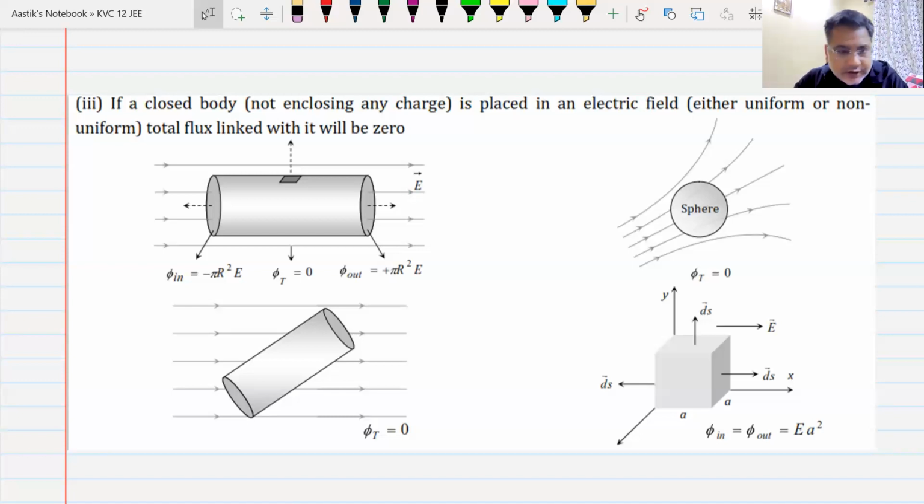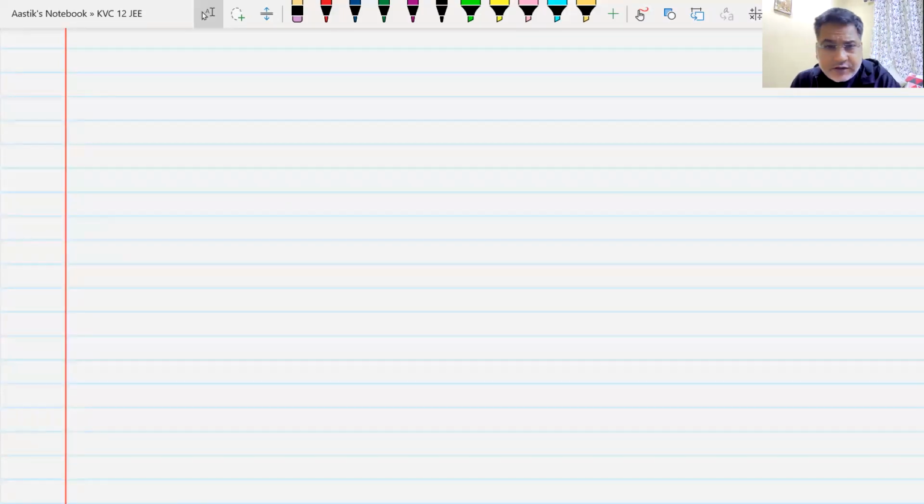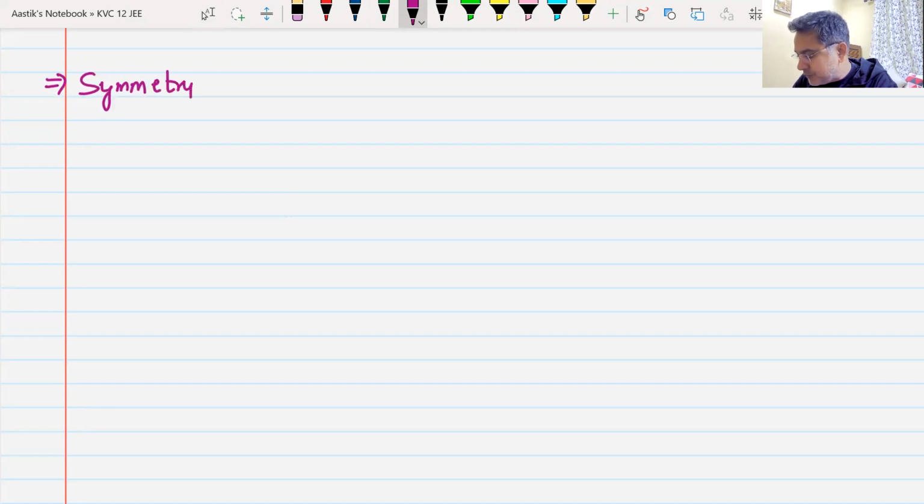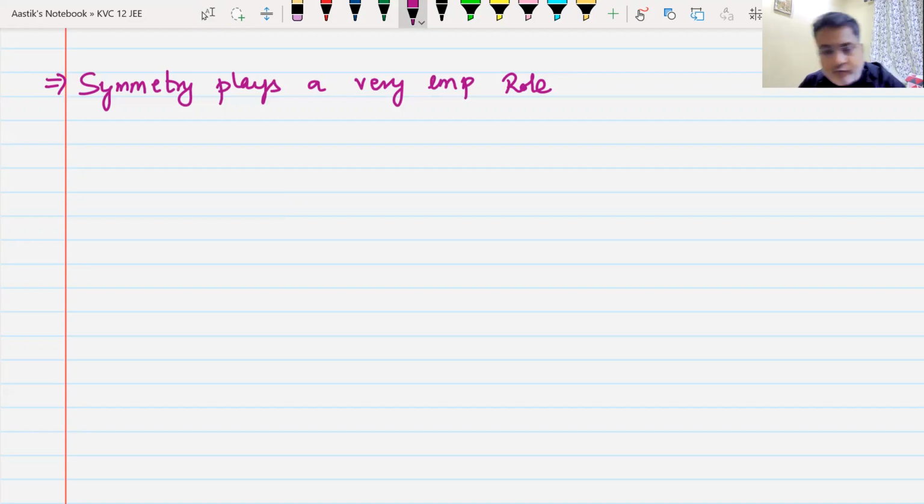Yes, sir. Okay. Now remember, one of the important points that you must remember whenever you are applying Gauss law or doing any question using Gauss law is the symmetry. You can write it as an important point. Symmetry plays a very important role in Gauss law. 99.9% of the questions are done with the concept of symmetry. How?